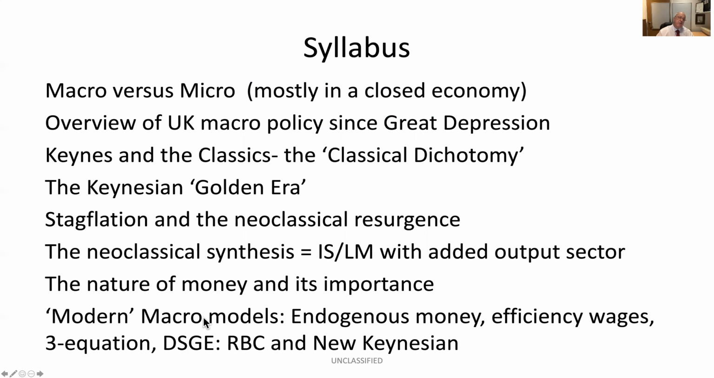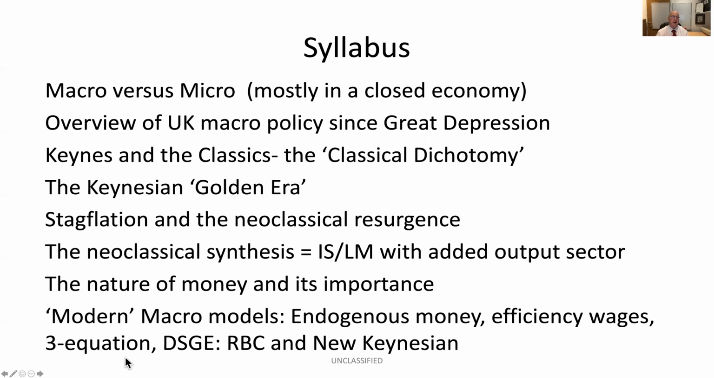So that will take us through then to the more modern macro models, which have developed since the sort of 90s through to today. Endogenous money, as I just explained, is there. Efficiency wages we look at, and these give Keynesian results, and they give a micro foundation to the notion of why there might be involuntary unemployment. Then the three equation model, which is a major workhorse model, still very important. It has been extended in many ways.